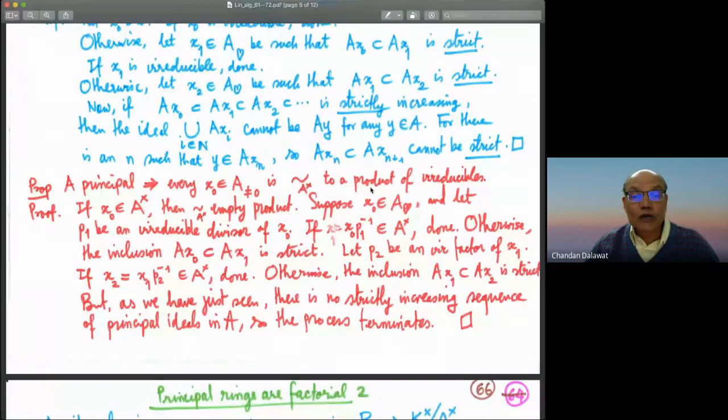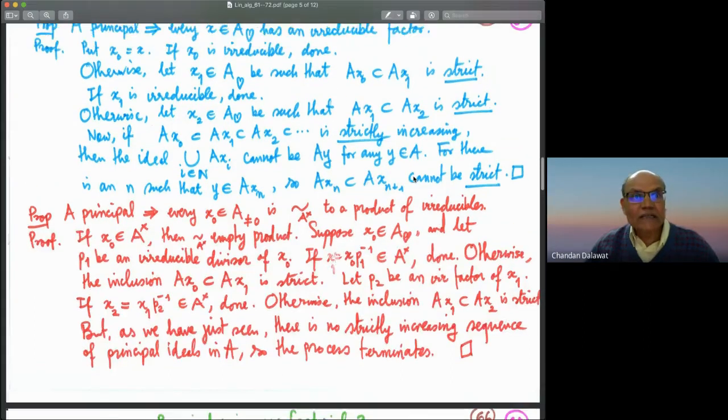It's equal to a product of irreducible elements up to associates, right? By convention, the empty product is always equal to 1, and any unit is associated to the element 1. So that case is taken care of. If it's not invertible, then it has to be in A hat.